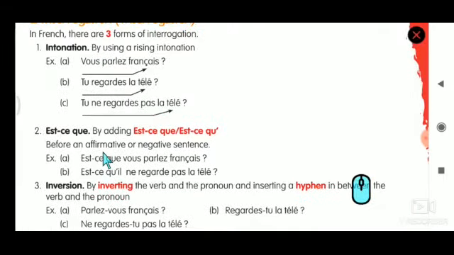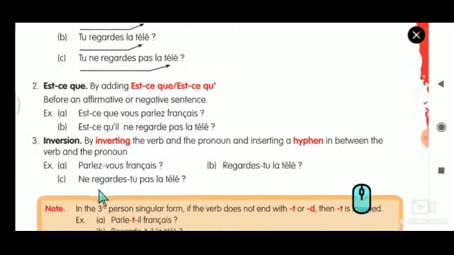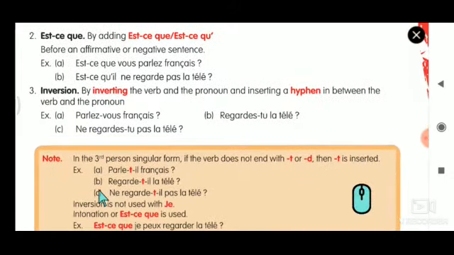So far we have seen intonation, est-ce que, inversion. Intonation is just a statement that becomes interrogative by putting a question mark. Est-ce que is just added before the subject to make it a perfect, grammatical question. Inversion is just putting the left one and right one inverted. That is, the subject goes to the place of the verb and the verb goes to the place of the subject. So that becomes inversion.